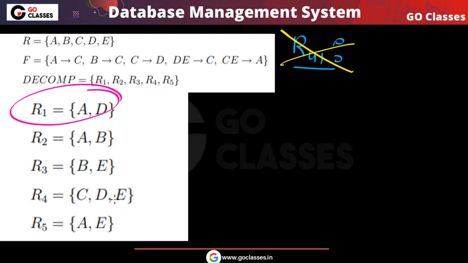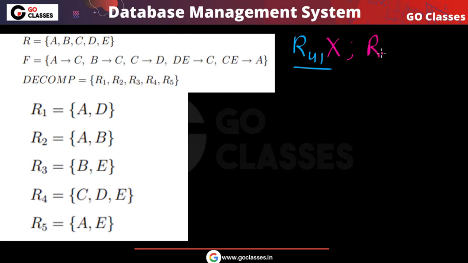Because in R1 comma R4 the common set of attributes is D, and this D is not a super key in R1, and not a super key in R4. So that is the reason we cannot combine R4 comma R1. Can we combine R4 comma R2? Here again there is no common attribute, so again we cannot combine them. R4 comma R2 also we cannot combine.